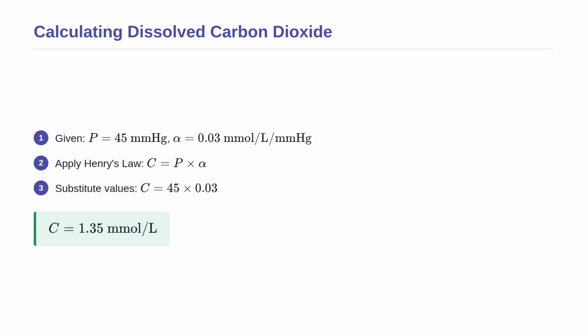Let us apply Henry's law to calculate the dissolved carbon dioxide in venous blood. We are given a partial pressure of 45 millimeters of mercury and a solubility coefficient of 0.03. We use this straightforward multiplication to isolate the specific fraction of carbon dioxide not bound to proteins or converted to bicarbonate. We substitute 45 for P and 0.03 for alpha. Multiplying these together, we arrive at our final answer: 1.35 millimoles of dissolved carbon dioxide per liter of venous blood.